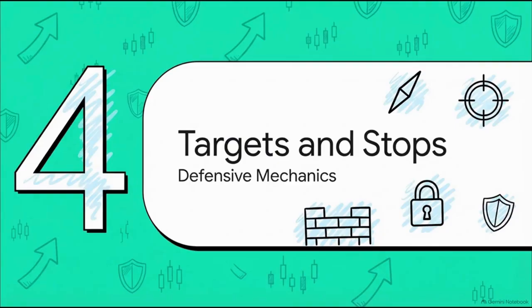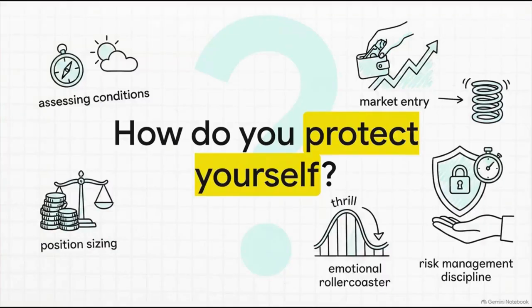Moving on to Section 4, targets and stops. These are your essential defensive mechanics. So, you've assessed the conditions, you've sized your position, and you've finally entered the market. But how do you actually protect yourself? In the spot market, that initial thrill and excitement can quickly turn into pure anxiety if you aren't prepared. And this is exactly where the cold, hard discipline of risk management takes over.